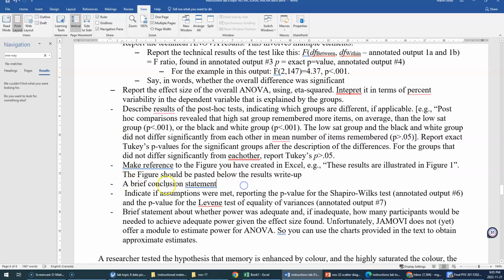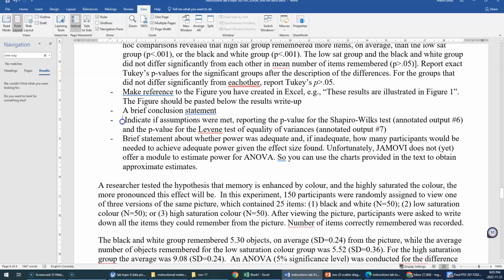A brief conclusion statement. You're indicating if the assumptions were met, so you're reporting the p-value for the Shapiro-Wilk test and the p-value for the Levene's test. Finally, you're going to include a brief statement about whether power was adequate, and if it's not adequate, how many participants would be needed to achieve adequate power for the given effect size you found.